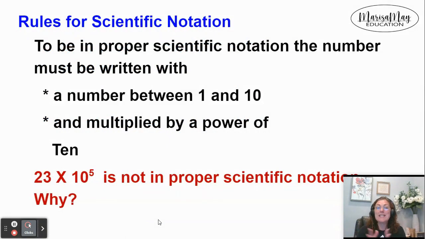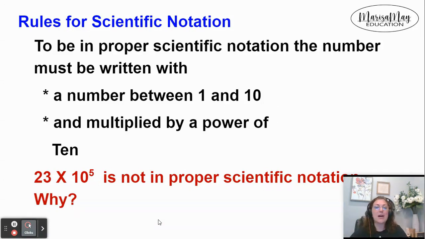All right, now what is scientific notation? In order to be in scientific notation, a number has to be written in a form that has 2 rules. The first thing is the number has to be written between 1 and 10. So 0.98, not going to work. 10.2, not going to work. It's got to be between 1 and 10. Okay. And then it is multiplied by a power of 10.